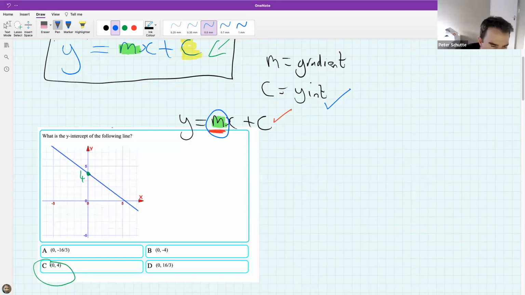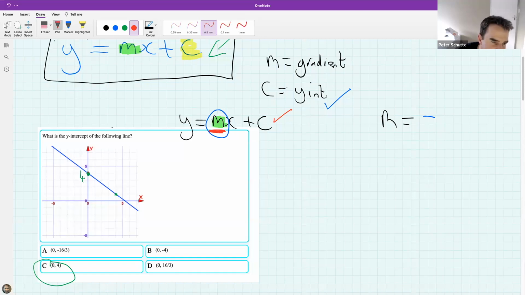So if we wanted to know the gradient, there are 2 ways we could do it. We could either do it by using a formula, if we had 2 points, or we could count and look at, let's say, these 2 points here. I'm pretty confident the gradient will be negative because it's sloping down. Peleng agrees, get the gradient.